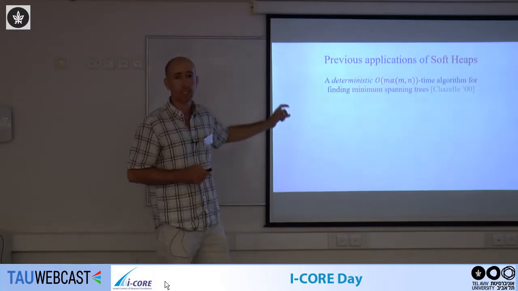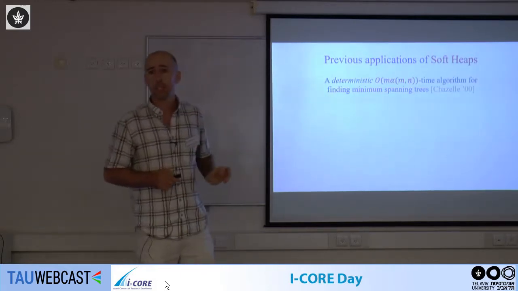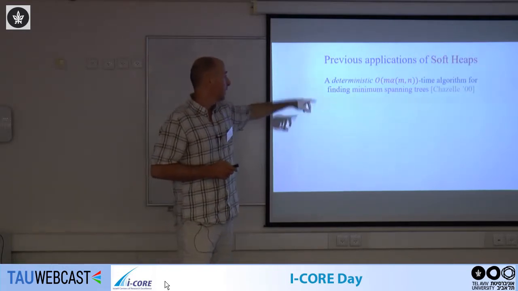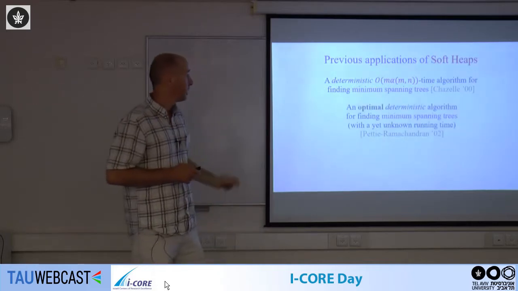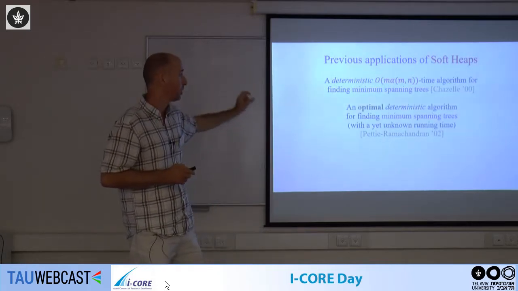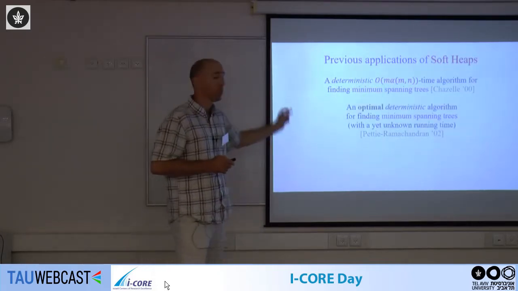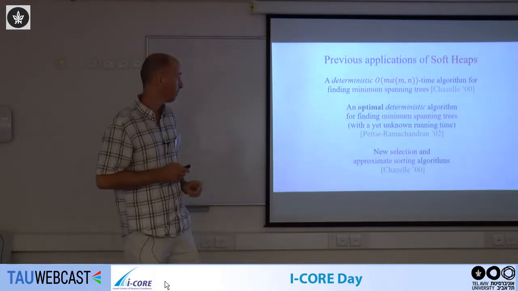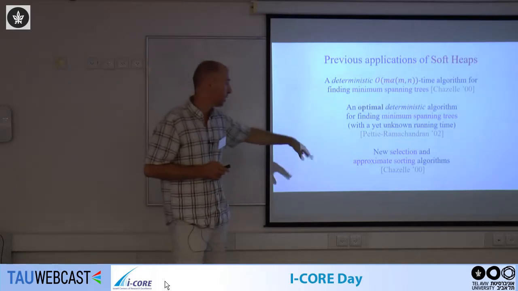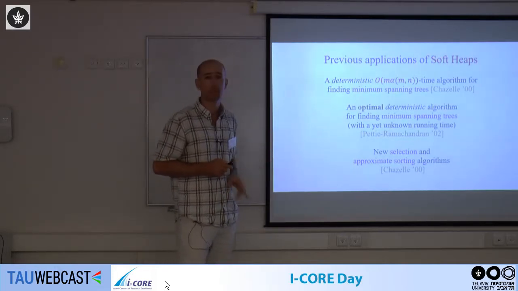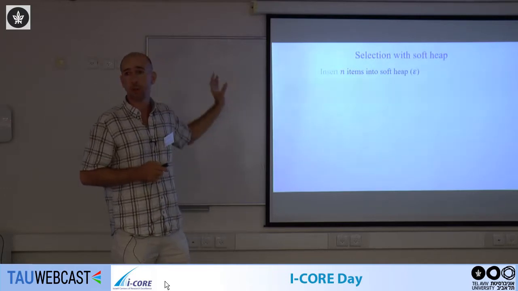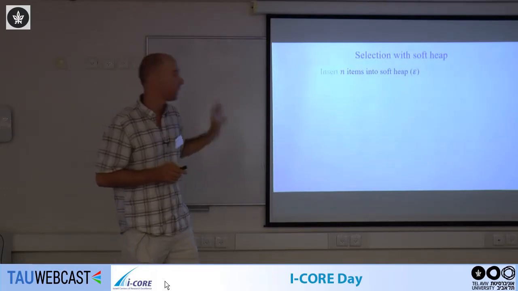For example, Chazelle uses it to get the current best minimum spanning tree algorithm. And as another application, Pettie and Ramachandran obtain an optimal minimum spanning tree algorithm, whose running time is not yet known. And more relevantly to us, Chazelle gives some applications to selection and approximate sorting. So let me sketch how you can use soft heaps for classical selection.